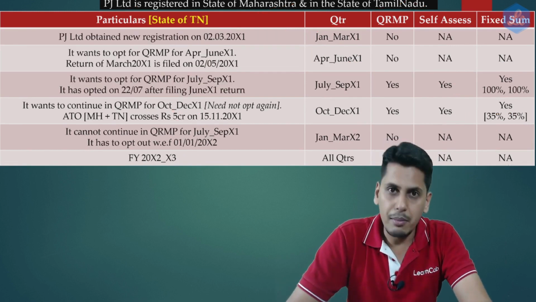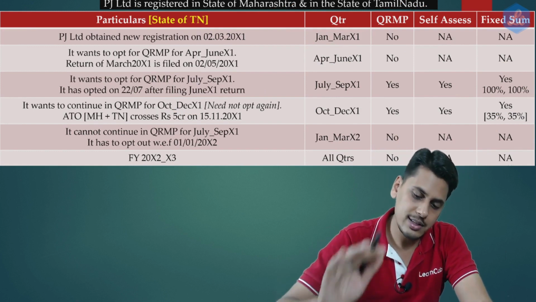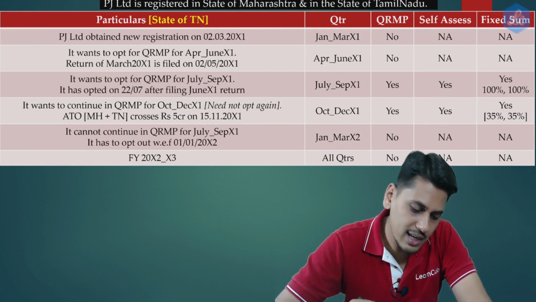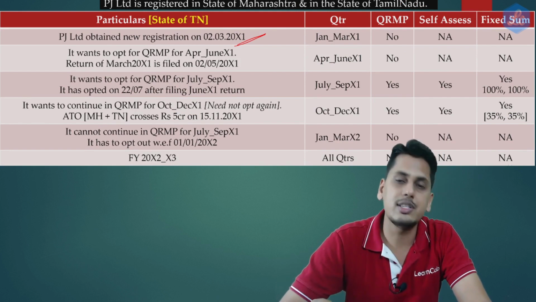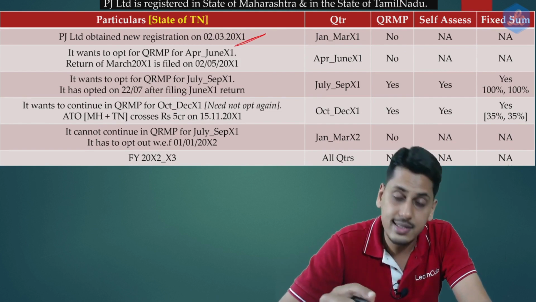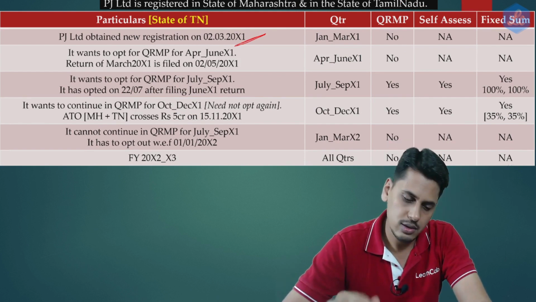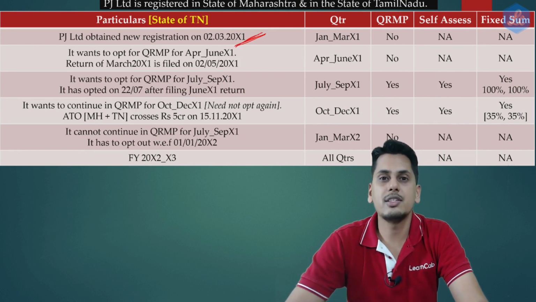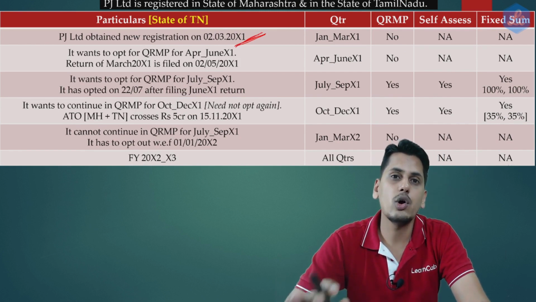For the state of Tamil Nadu, the very same company. Let's have a look at the data. PJ Limited obtained a new registration in the state of Tamil Nadu on 2nd of March. So friends, this company has obtained registration on which date? On 2nd of March.